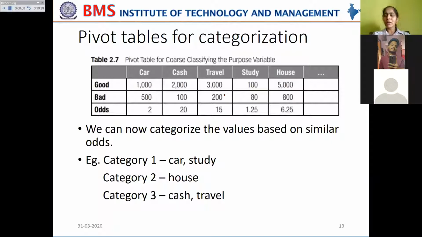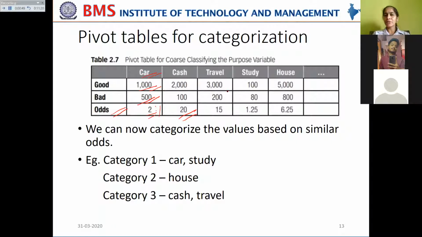Now how have we done this? Let us assume that we have some 1 lakh data points. Customers having a car: among them, how many are good customers? 1,000. And how many are defaulters? 500. And what is the odds? Odds is the ratio between good customers and bad customers. In this case, it is 1,000 is to 500, so we get 2 is to 1. We can directly write it as 2. In this case, odds has been calculated as 2,000 is to 100. That is 20 is to 1, that is, 20.